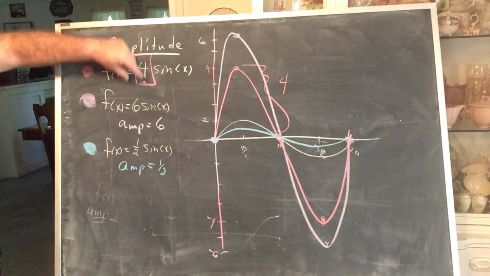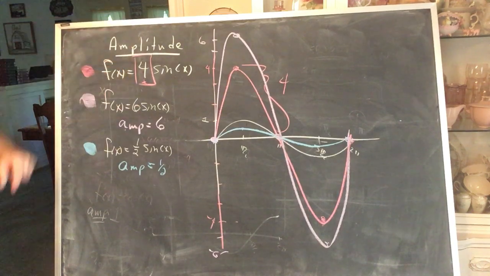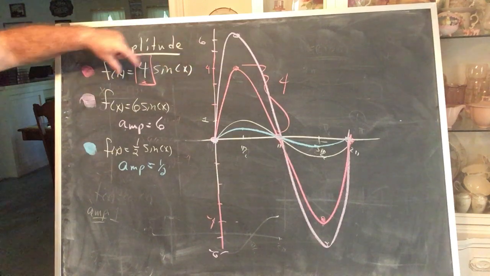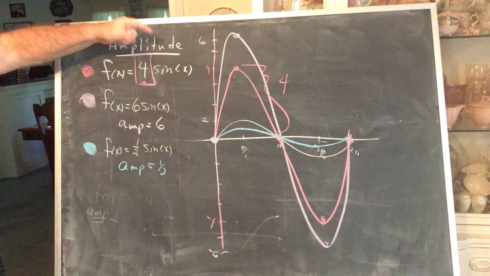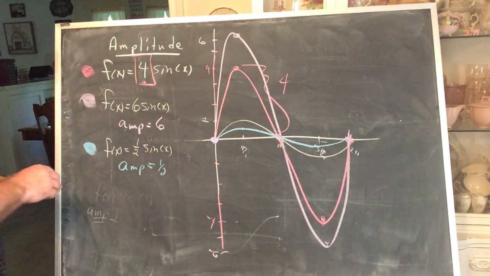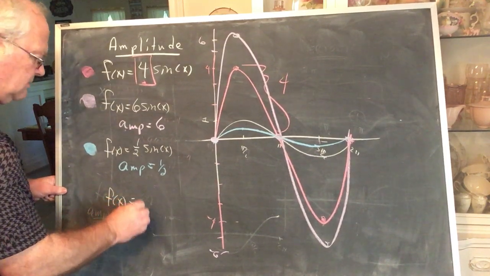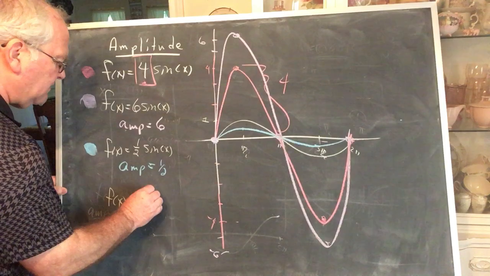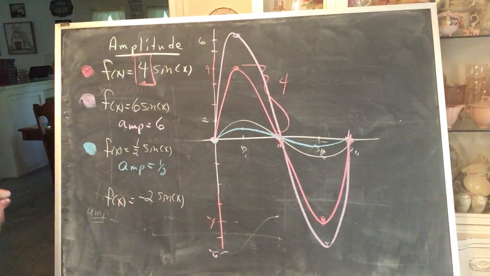So this multiplier in front is the amplitude. If you're ever asked to find what is the amplitude of a function, pick off the coefficient in front. What does that do to change the function? It stretches it if the multiplier is greater than 1. It compresses it if the multiplier is less than 1. One last piece. What if the multiplier is negative? Let's suppose it's negative 2 sine of x.